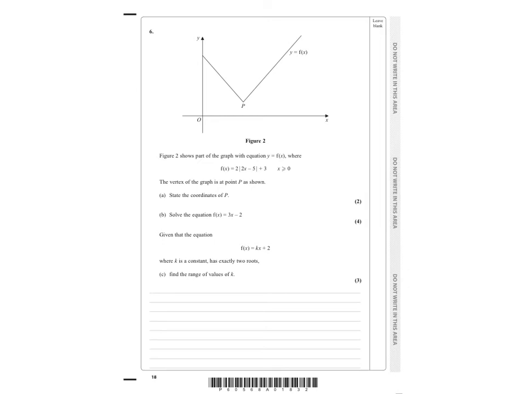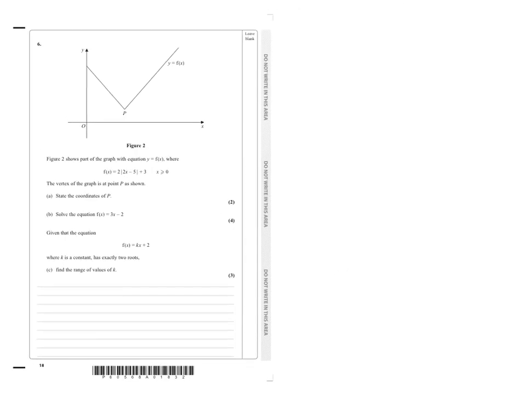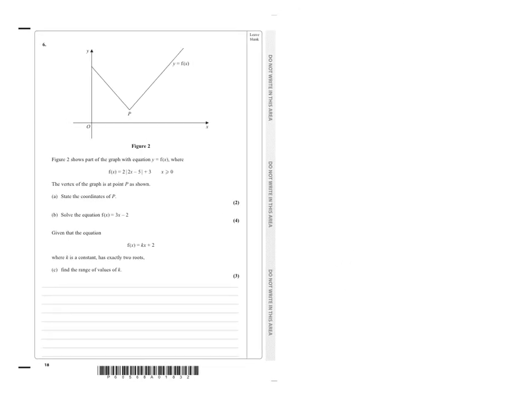Okay, so question number 6. Figure 2 shows a part of the graph of the equation y equals f of x, where f of x equals 2 modulus 2x minus 5 plus 3. The vertex of the graph is at the point P shown. State the coordinates of P. So here, our vertex of the graph, P.